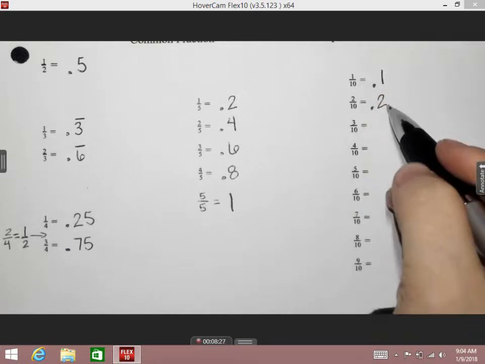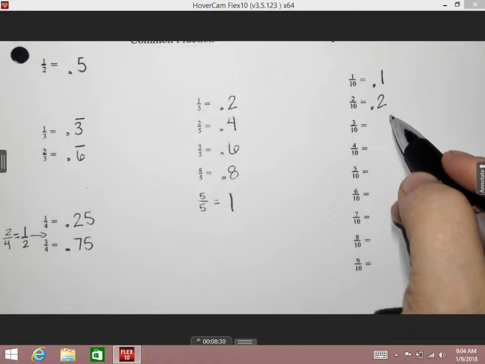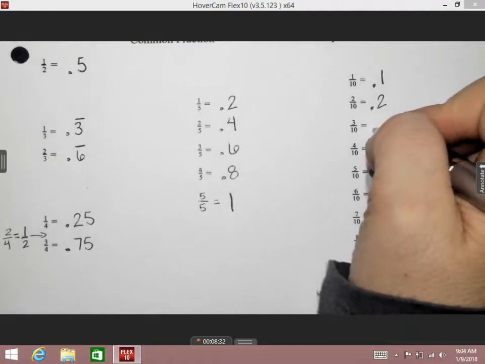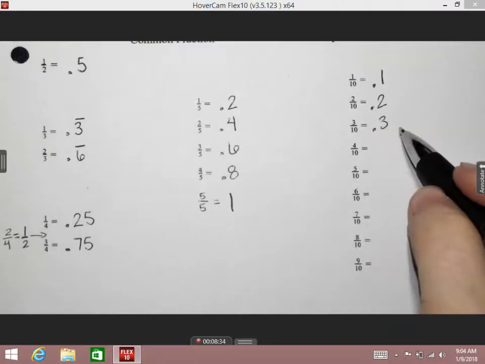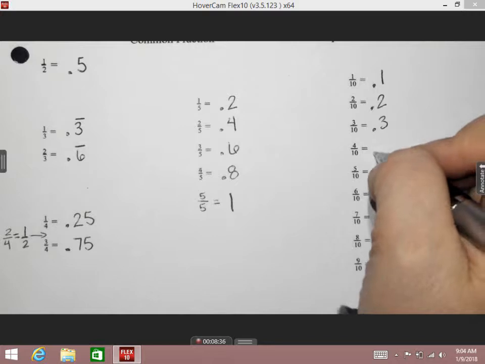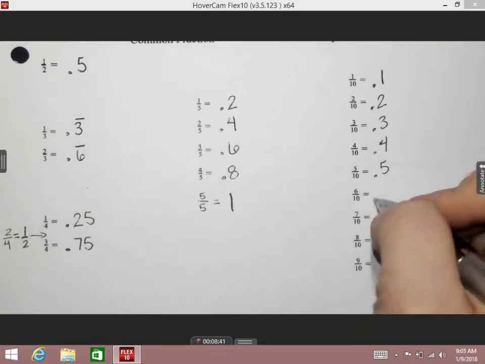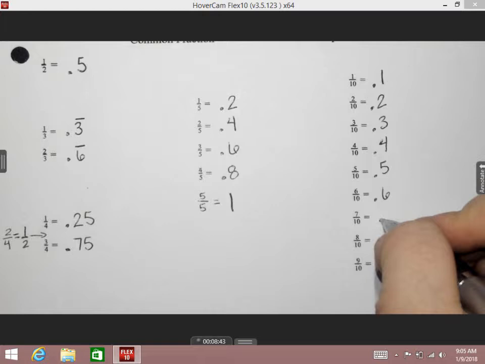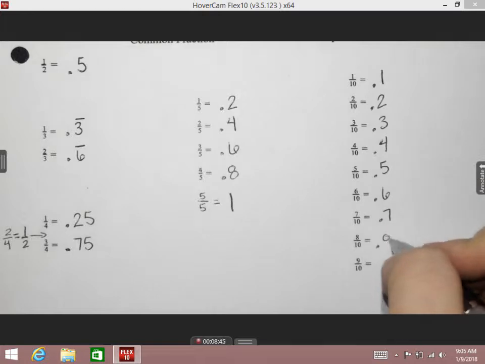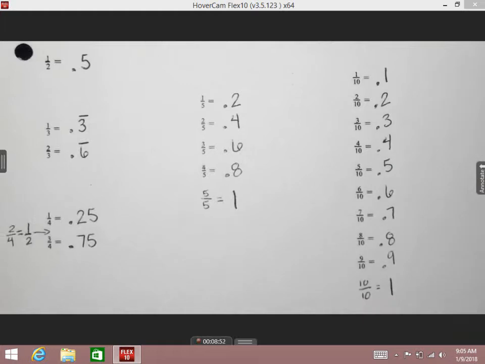0.2 because now it's 2 in the tenths place. 3/10, 0.3 because it's 3 in the tenths place. 4/10, 0.4. 5/10, 6/10, 7/10, 8/10, 9/10. And then why don't we put 10 over 10? It's equal to 1 whole. So if you want to add that on there, we can, just so that we remember that that's not actually a decimal. It's a whole number. Okay?